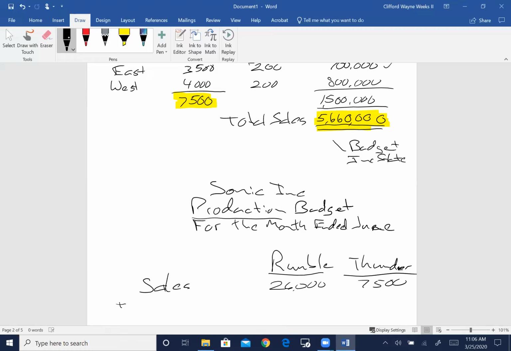And that cushion is the desired ending inventory. And they gave us that information. They said, in the past, and again, we use historical information to help us project into the future, we want to make sure that we have an extra 750 units on hand of Rumble. Oh, I'm sorry, I'm picking up the wrong number. We want to have the desired ending inventory, which is June 30th.